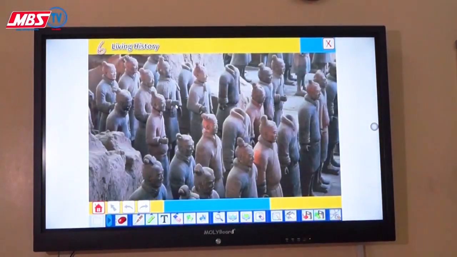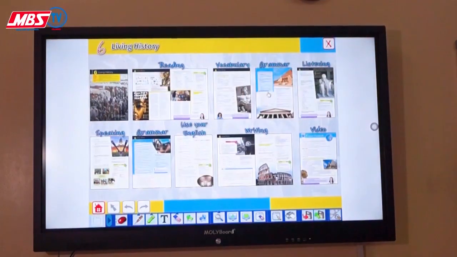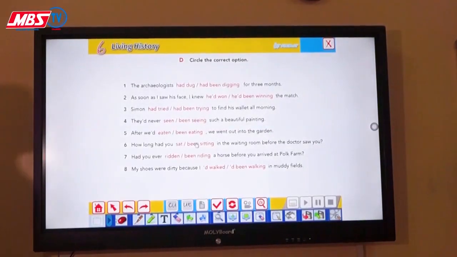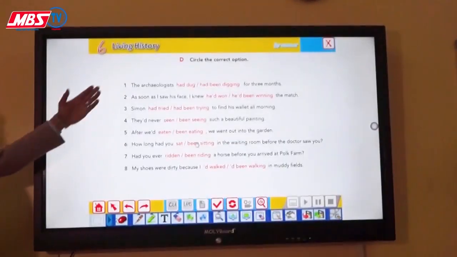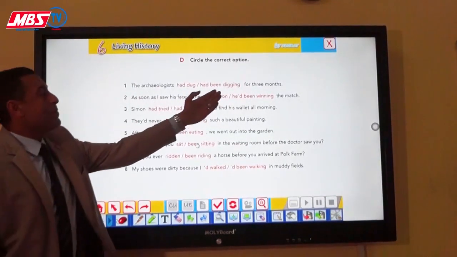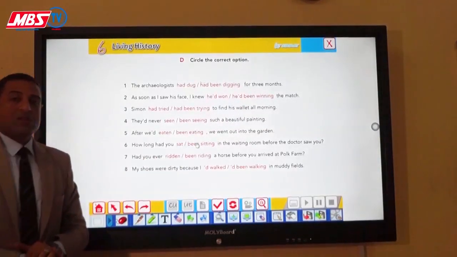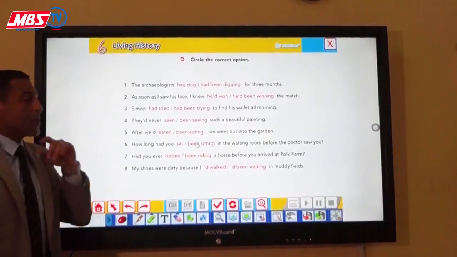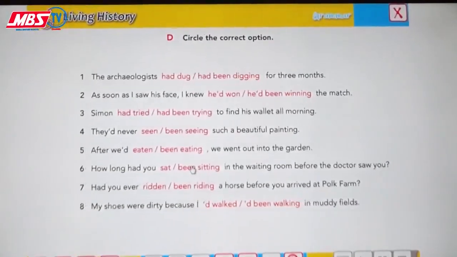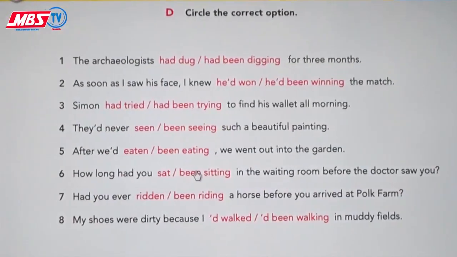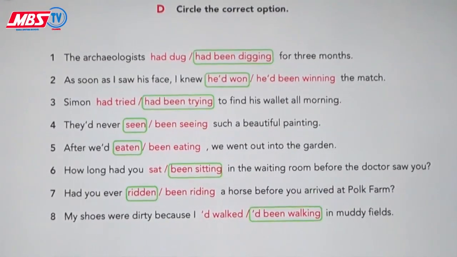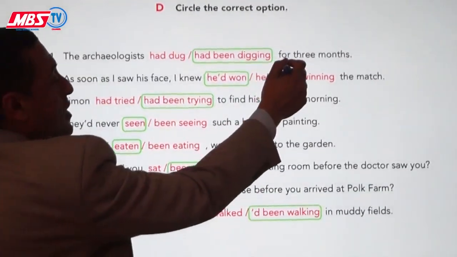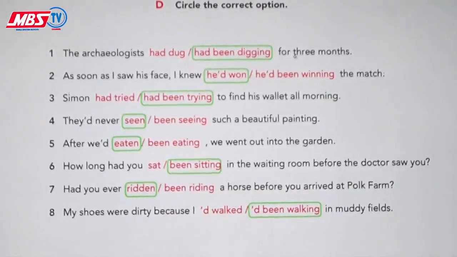So here, we can find some different examples about this one when you open your book to check some of these exercises. The archaeologists had been digging for 3 months. So here, if I look at this, for 3 months, I focus on the time expression. So here, had been digging will be the answer. And as I told you, the action moves in progressive during that time.